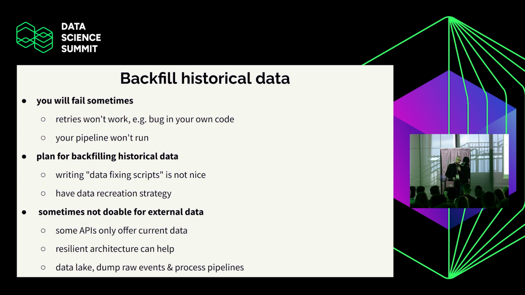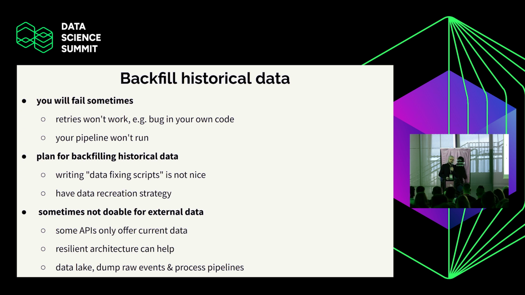Sometimes this is not doable because some APIs only offer current data. So those APIs are a pain to work with, to gather data from, because if you want machine learning, you want all the data, you do not want any breaks in the past data, but having some resilient architecture can help with this. So for example, if the API is not available, okay, you can do nothing, right? You can't pull the data from it.